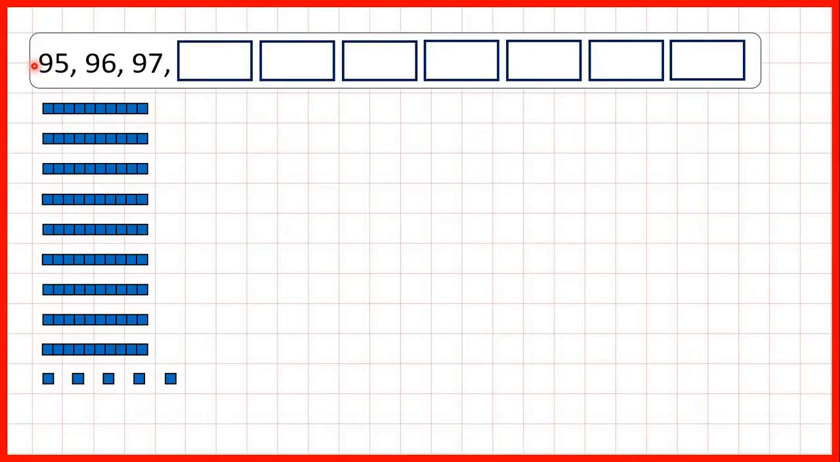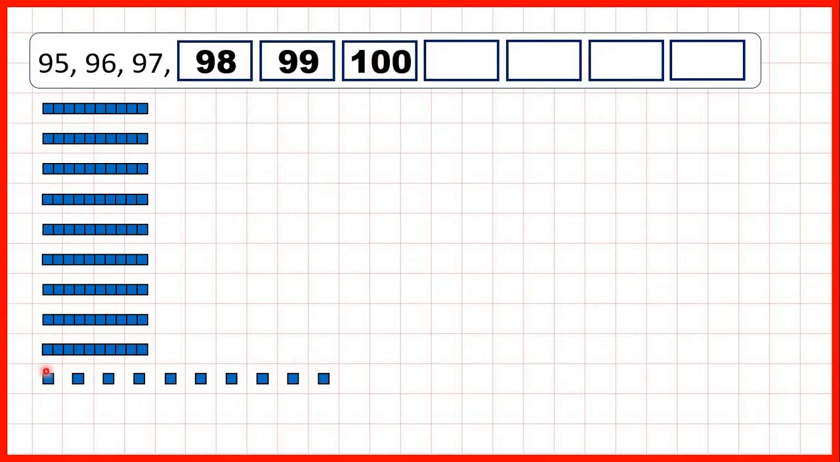Now we need to count on in ones. So here we start with 95. That's 9 tens and 5 ones. Then we have 96, 97, 98, 99, and then if we add one more 1, we have 100.